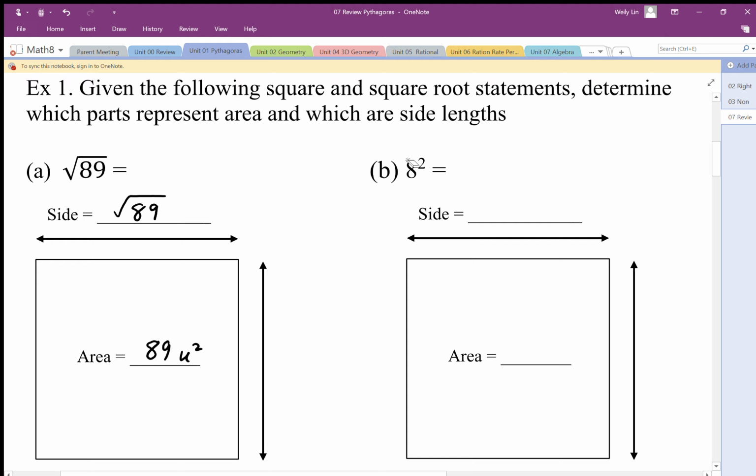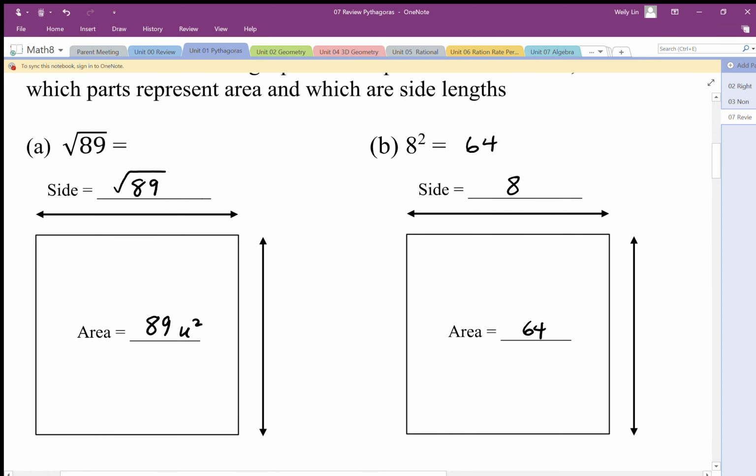Here in this picture, we have 8 squared. Well, squaring gives us area, so the answer to this, 64, represents an area of 64. That means that 8 squared is the area, not 8. The side length then is 8. So when we see these statements, the inside represents area, the answer represents side length. Here, the inside of the square represents side length, the answer represents area.